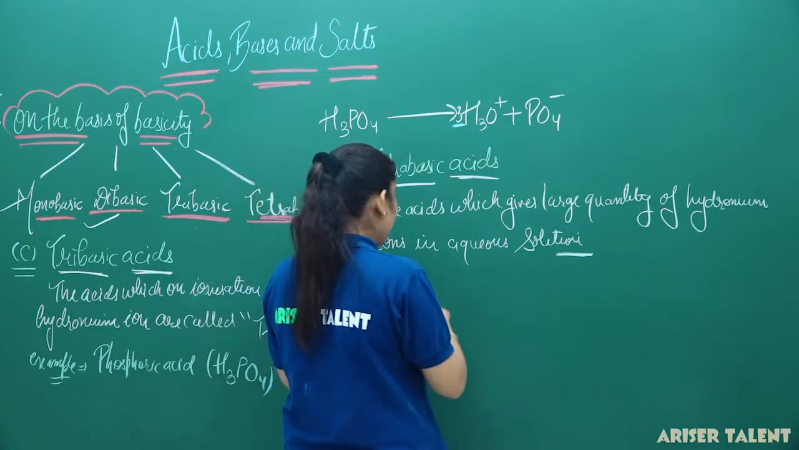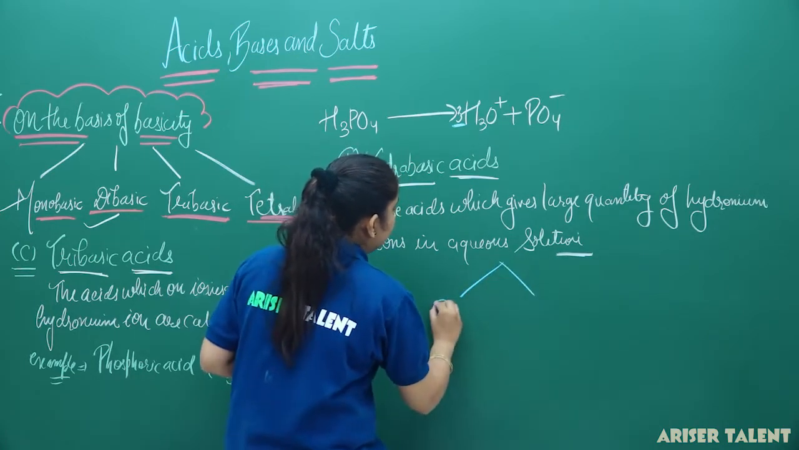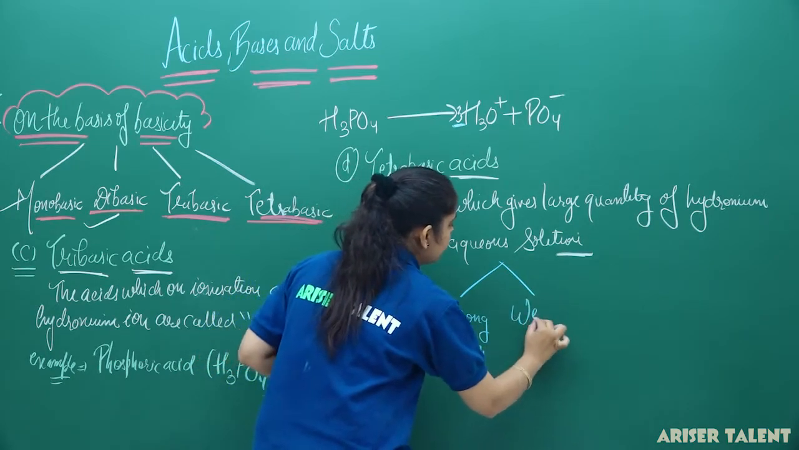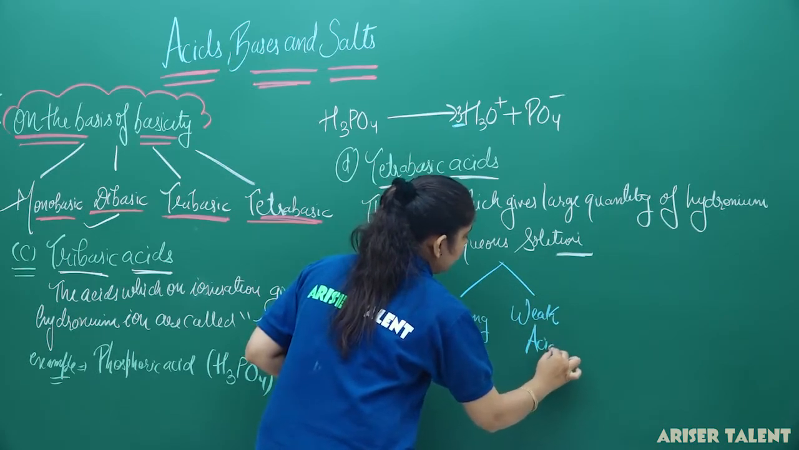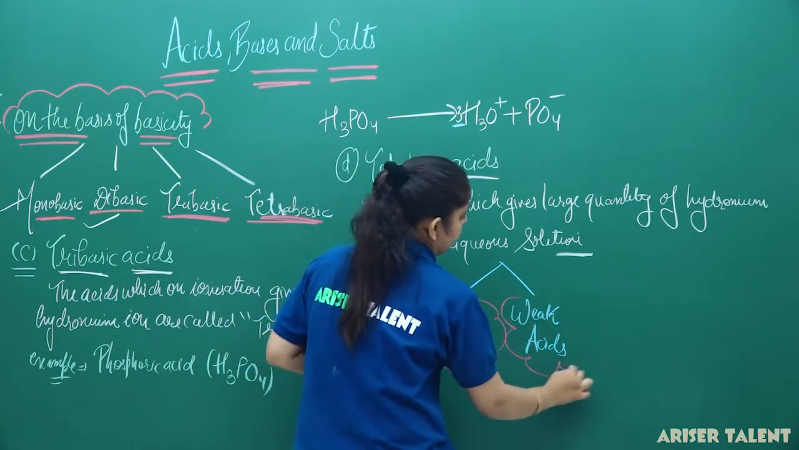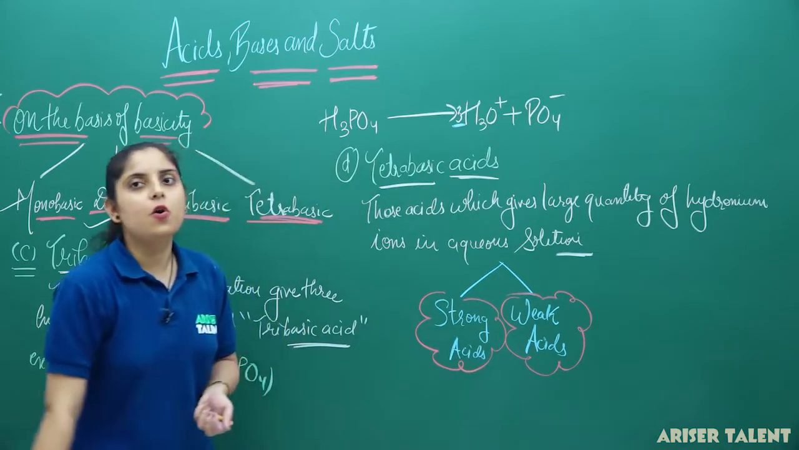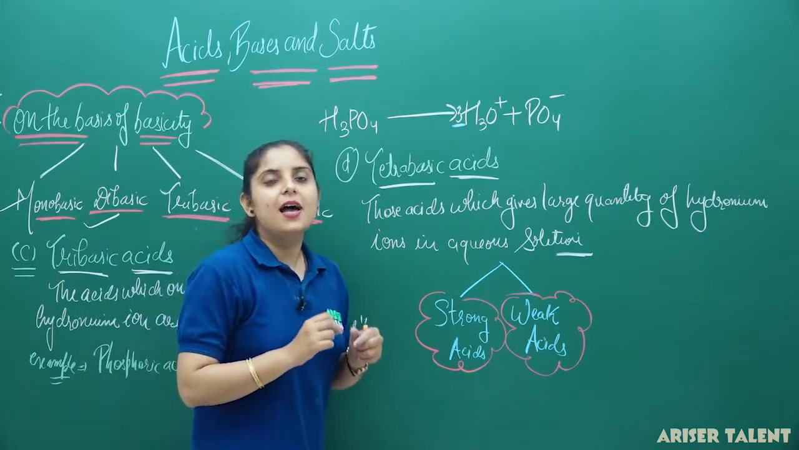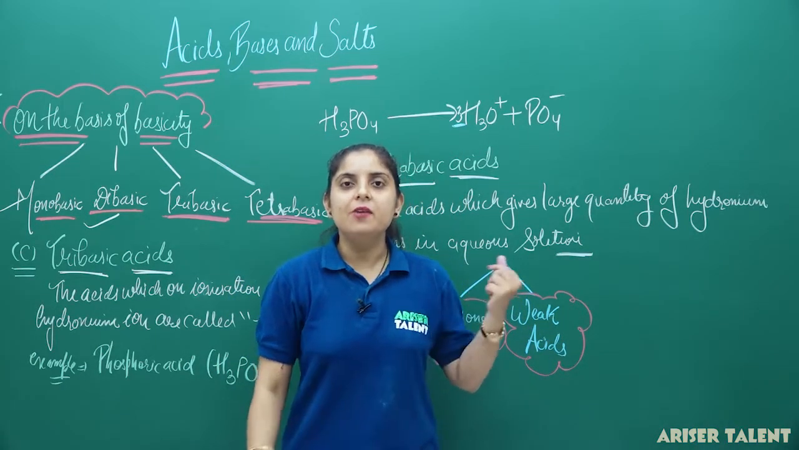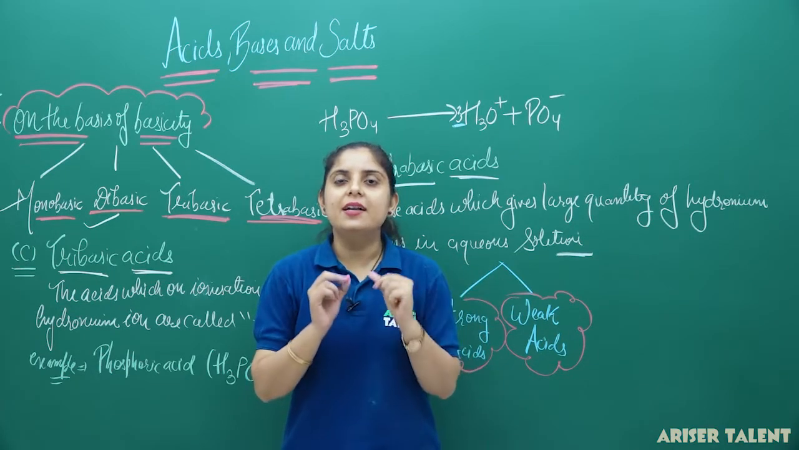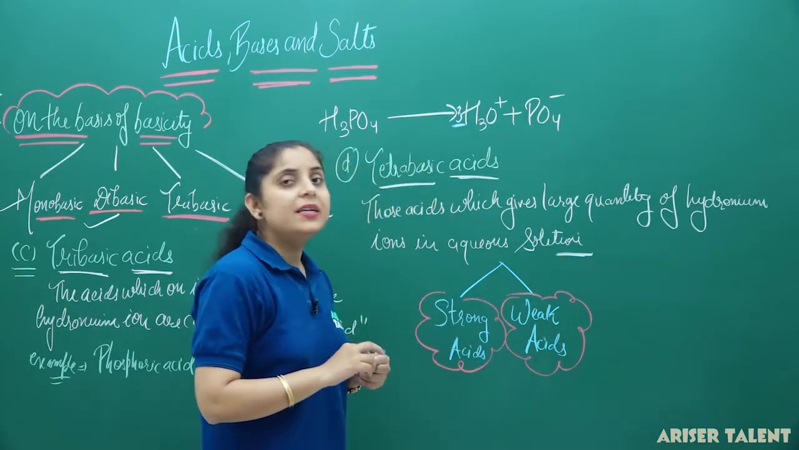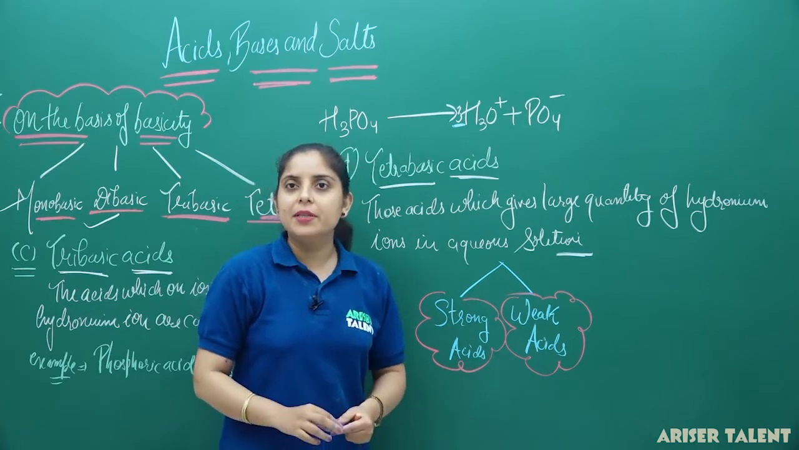Clear? So again you have the two classifications here: the strong acids and the second classification, weak acids. Now what is strong acid and what is weak acid? Strong acids are those acids which on ionization undergo a complete ionization. If complete ionization is possible, you can say that it is a strong acid. But if partial or incomplete ionization takes place, we can say that the acid will be the weak acid.